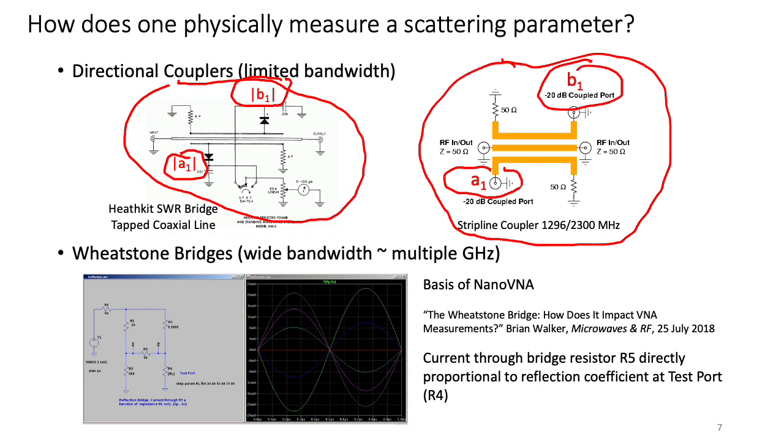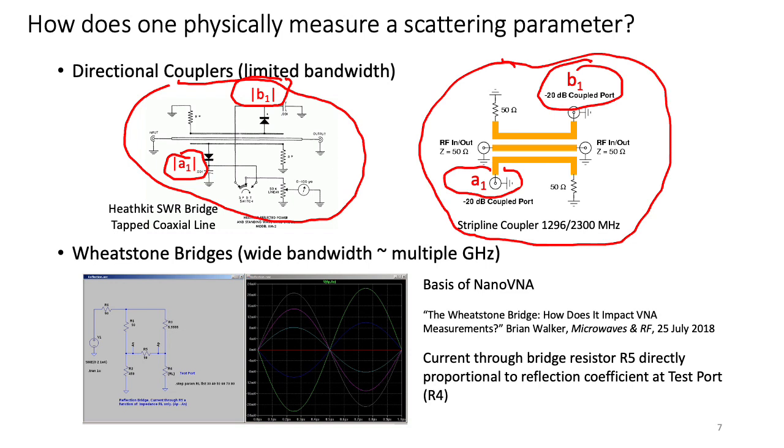And by measuring the ratio of these two values and taking proper account of the phase relationship between the voltages, we can end up getting the S parameters as well. The problem with this particular circuit is that it's fairly narrow band and has to be tuned to a specific range. A third approach, which is used in the NanoVNA, is that of the Wheatstone bridge.